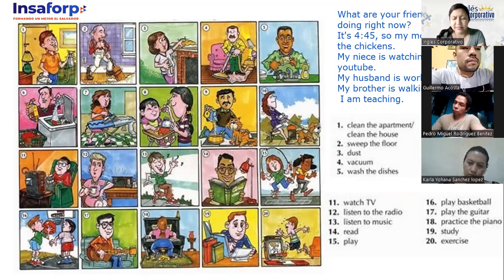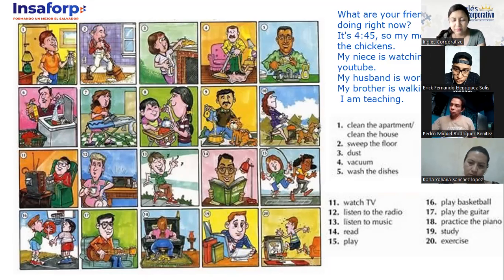Ya les envío el ejercicio. This exercise is listening and writing. El que les acabo de enviar. Primero tienen que escribir. Y luego en la siguiente parte, en la parte 2, tienen que escuchar y escribir la obra. Listen and write.